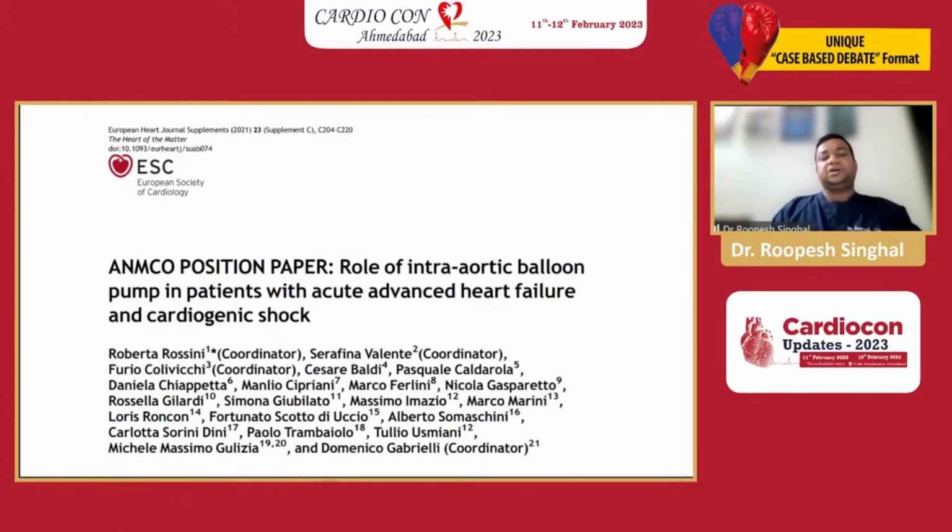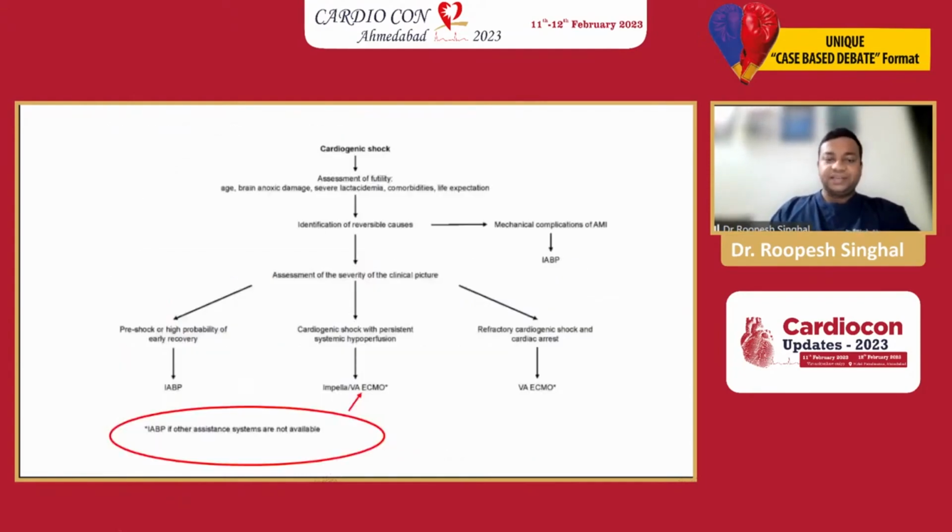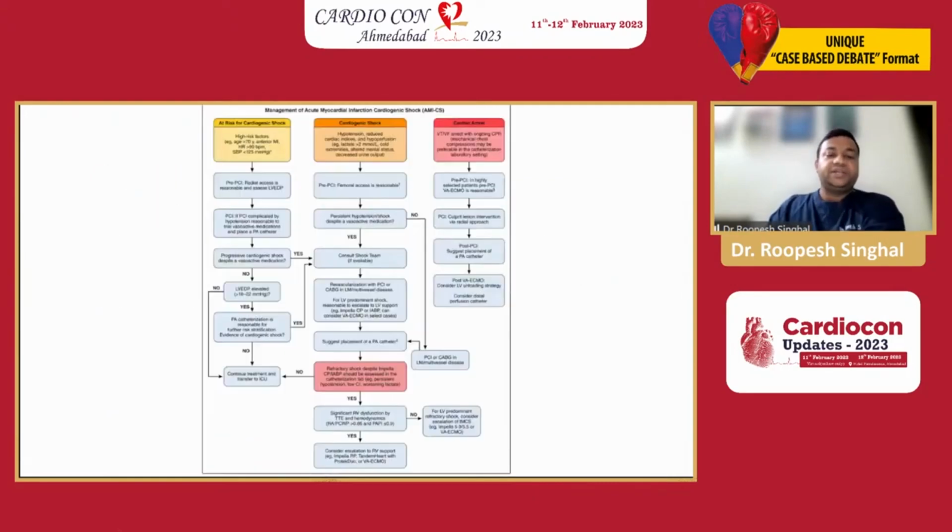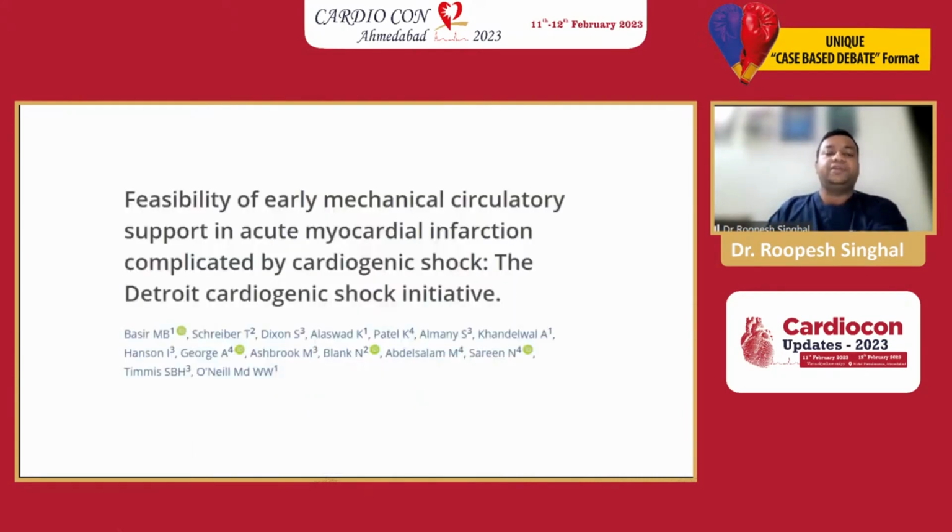So two position papers, one is from the ESC. Again, I would like to point out IABP should be considered if other devices are not available. This is from the AHA. They also say IABP or Impella in their cardiogenic shock algorithm. So IABP is not out of the picture. Impella has a better hemodynamic support, but I don't know if that translates into mortality benefit. So Dr. Bharadwaj will speak on this.